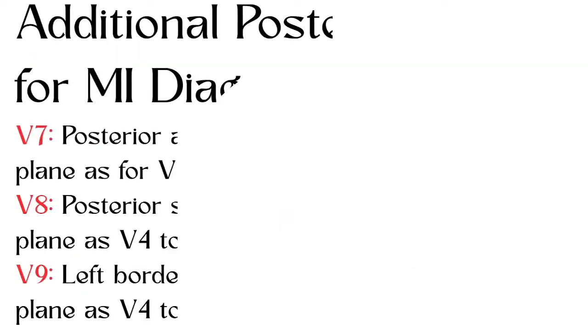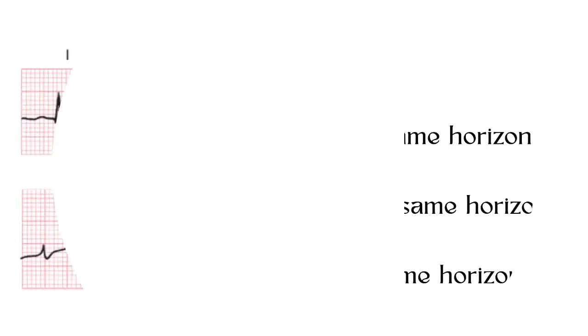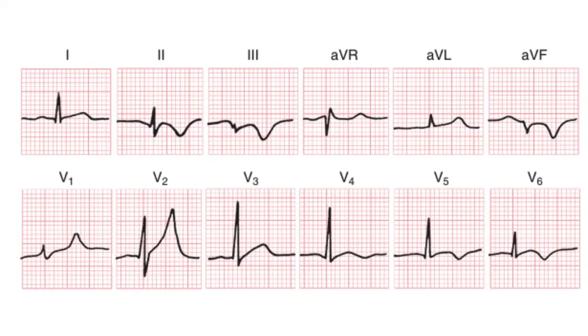Posterior MIs often occur along with inferior or lateral MIs, leading to terms like inferoposterior or posterolateral MI. The ECG shows posterior infarction with tall R waves in leads V1 and V2.